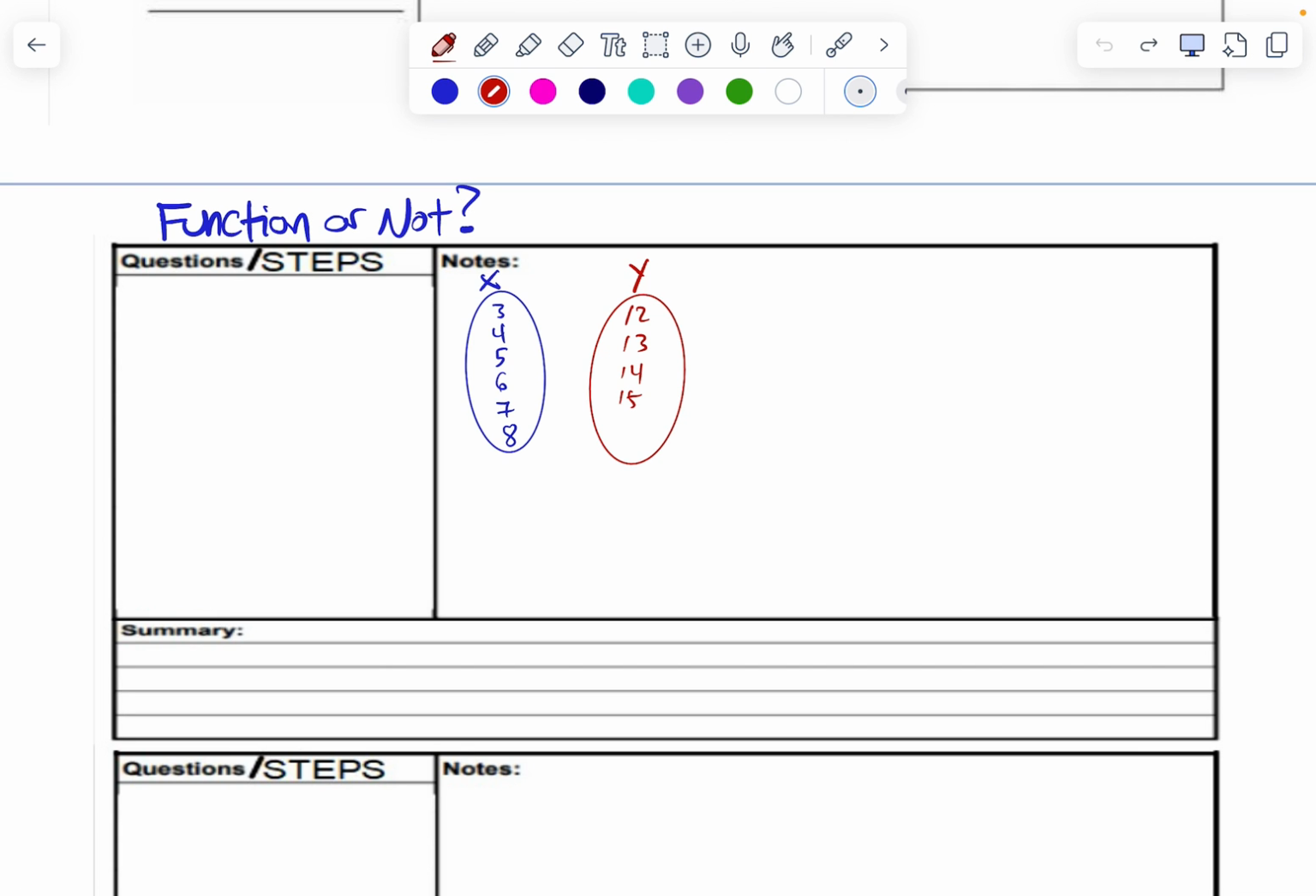And by the way, I'm just making up numbers. There's no magic to this. It's just, we need some numbers. Okay, so you could even just make up your own. I want you to put 2 different ovals with different numbers. Okay, we said y was the output and x is the input.